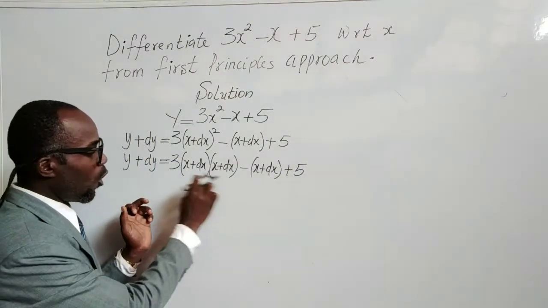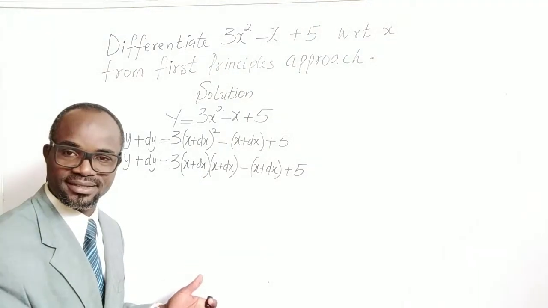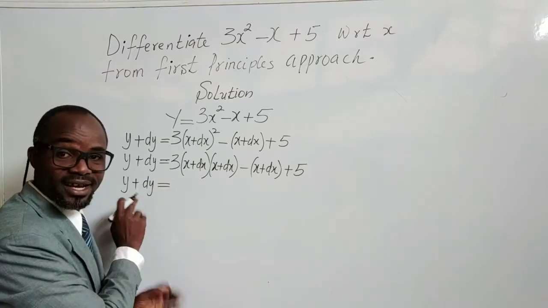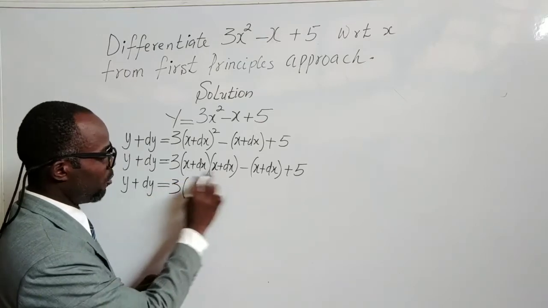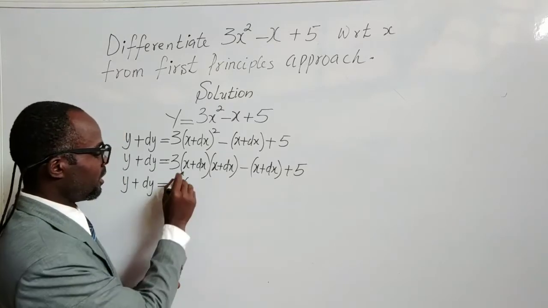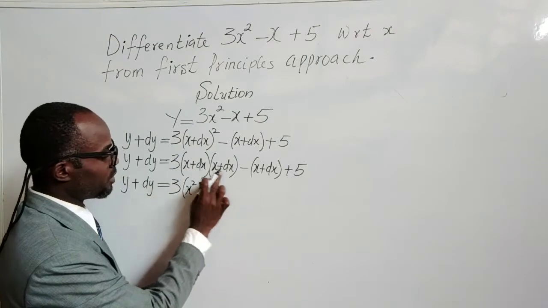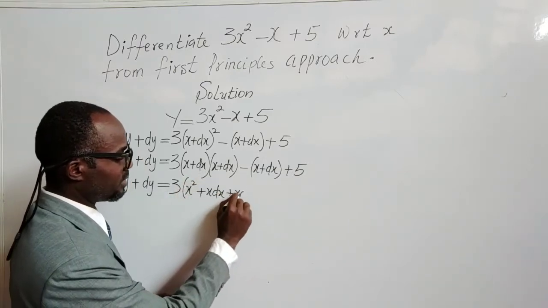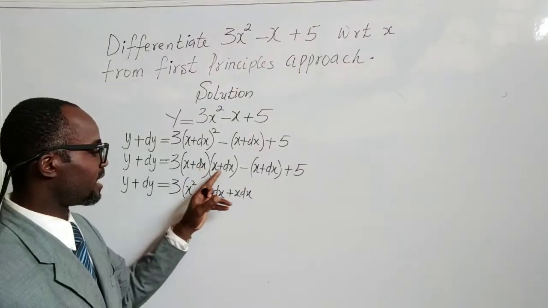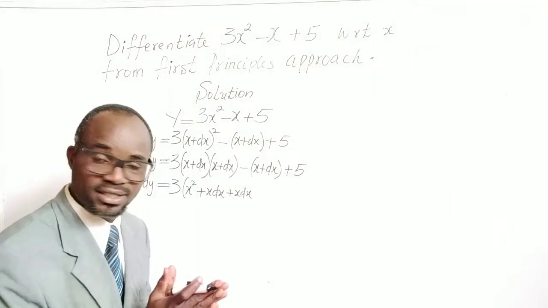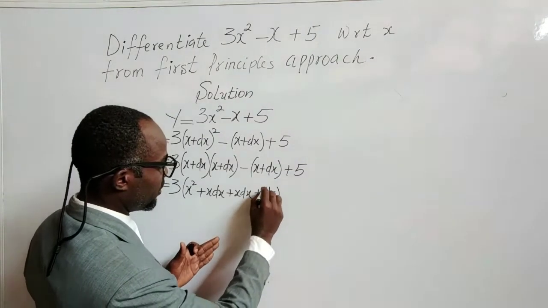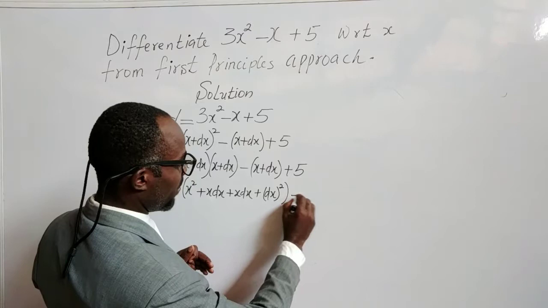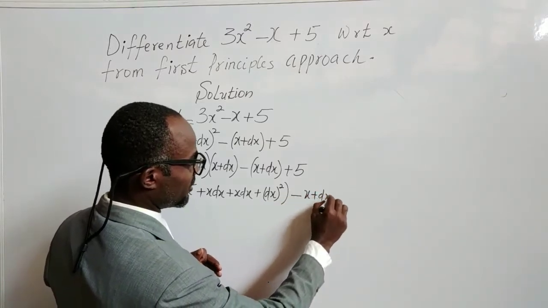The next step is to open these two parentheses and see what we have inside. We keep maintaining the change in y as it is. We open now by simplification. x multiply x will give us x squared. x multiply dx, and the same thing here, dx multiply x. What is remaining at this point is dx and dx. If they multiply each other, we are going to have dx squared in parentheses. Then we have the remaining one, minus x plus dx, and then 5.